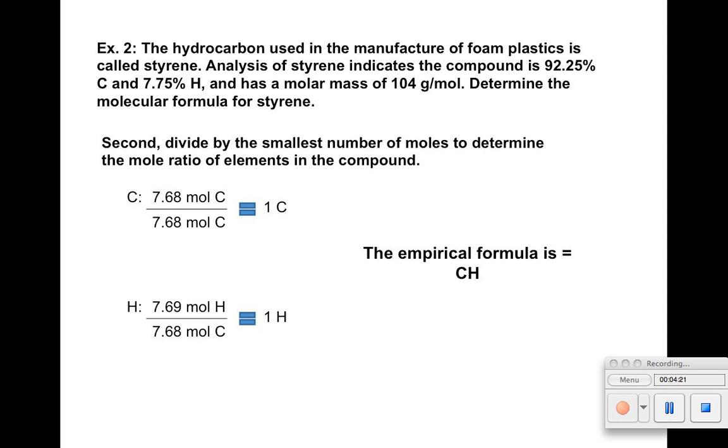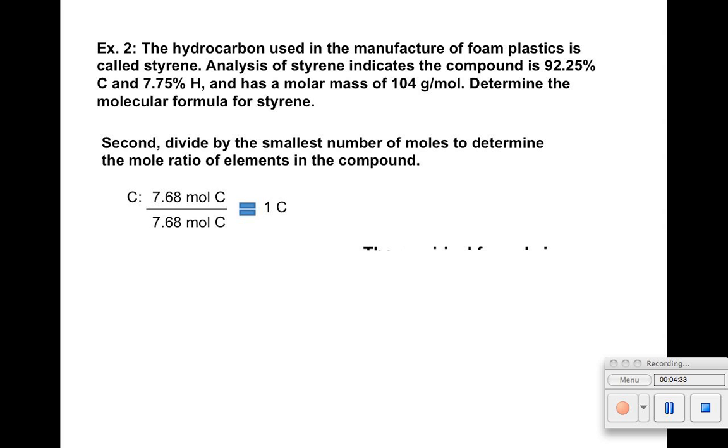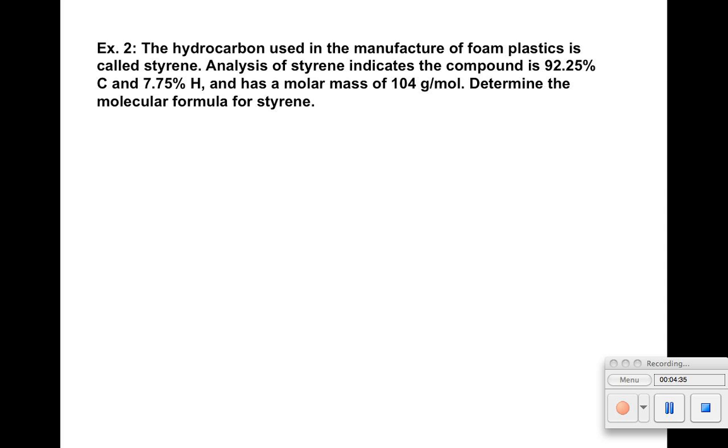Our question asked us to determine the molecular formula for styrene. So we have to take this one step further. So how do we determine the molecular formula for styrene? Well, first thing we need to do is determine the empirical formula mass. Remember, this is concept 4. So we know what our empirical formula is.